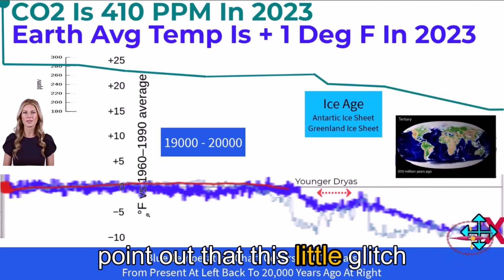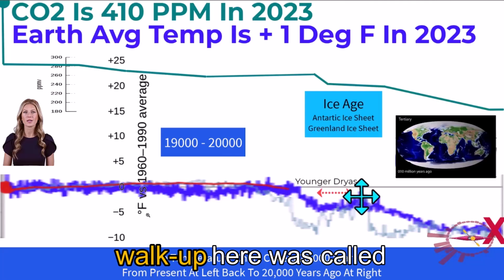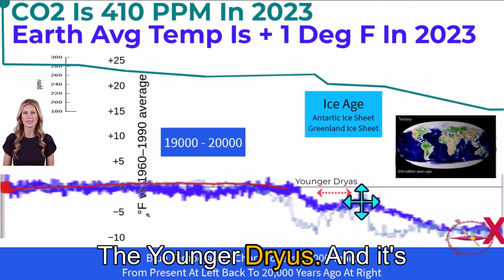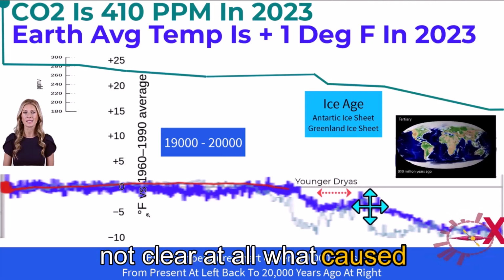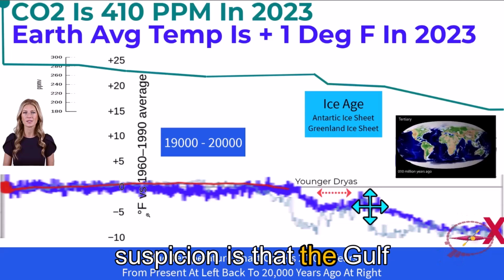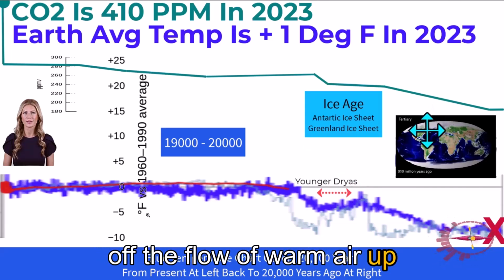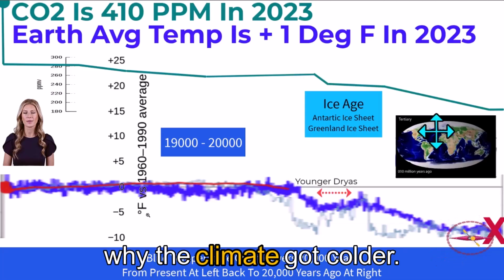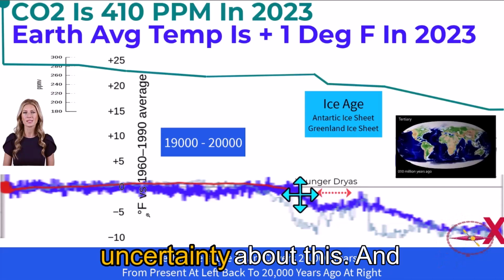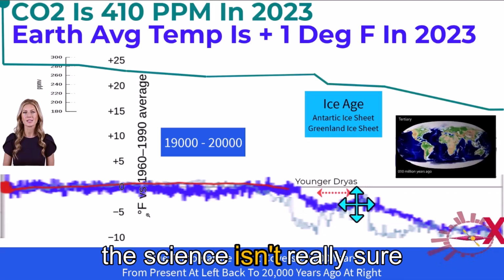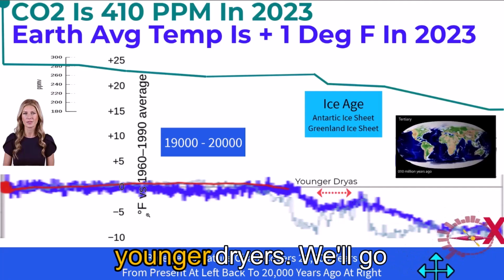And I'll point out that this little glitch here in this interglacial walk up here was called the Younger Dryas, and it's not clear at all what caused that. Although the suspicion is that the Gulf Stream temporarily stopped working right, and that cut off the flow of warm air up in this area, which affected why the climate got colder. But there's a lot of uncertainty about this, and the science isn't really sure exactly what caused the Younger Dryas.